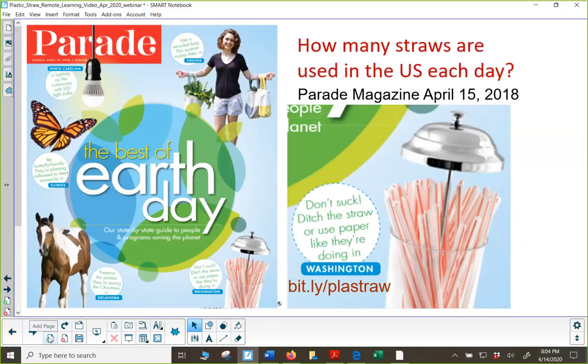So this started because Parade Magazine, some of you get that on Sundays, but 2 years ago, this was the cover of it. And it intrigued me. I'm really a big fan of taking care of environmental issues. And one of the things that shocked me was how many straws are used in the United States each day.